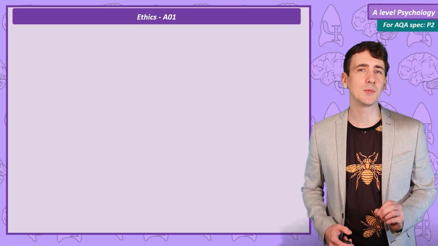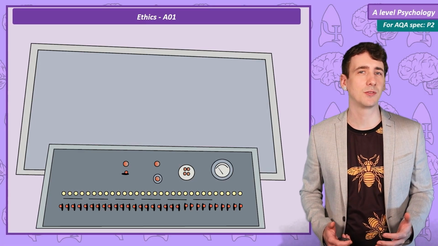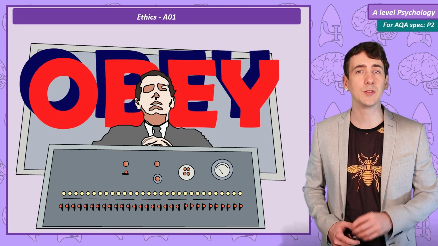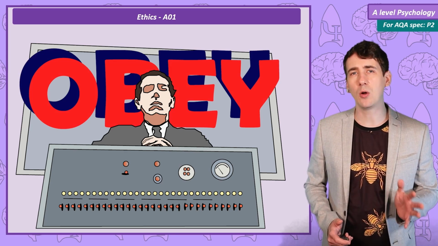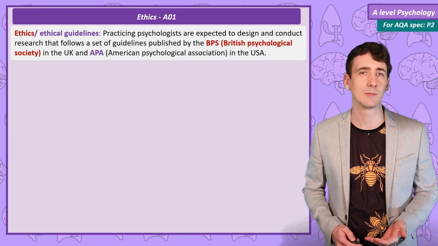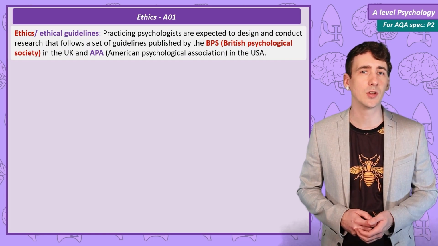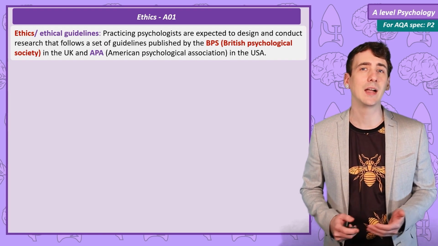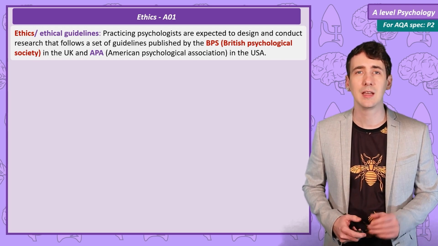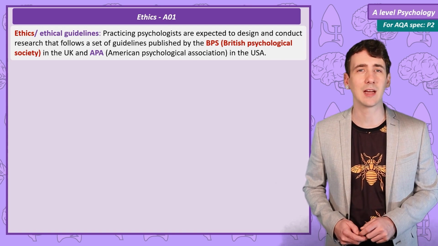It's fair to say that some psychological studies have a bit of a reputation for mistreating participants. In fact, they're some of the most well-known studies. They also tend to be older studies. These days, psychologists are more likely to follow a set of guidelines. In America, the American Psychological Association writes the ethical guidelines, and in the UK, it's the British Psychological Society, known as the BPS. In this video, I'll focus on the BPS's guidelines.